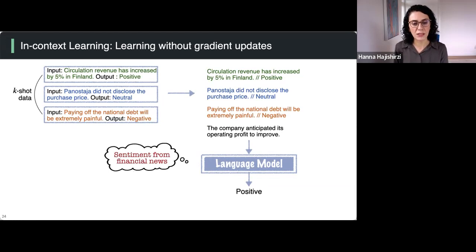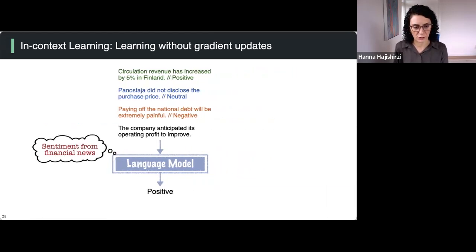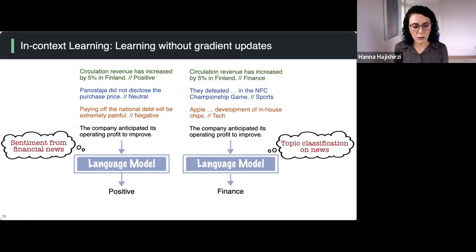Okay, for example, here we do sentiment analysis for the task of financial news. In principle, this can be done on any downstream task without updating the model parameters. For example, here we can expand the same idea and the same approach to topic classification on news.